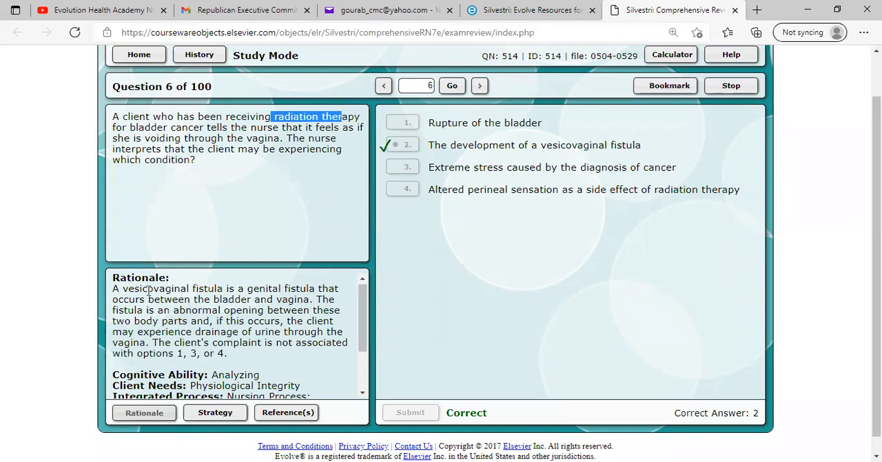So a vesicovaginal fistula is a genital fistula. Fistula means abnormal tract, and that occurs between the bladder and vagina. The fistula is an abnormal opening between these two body parts. And if this occurs, the client may experience drainage of urine through the vagina. Right? So what are the next?